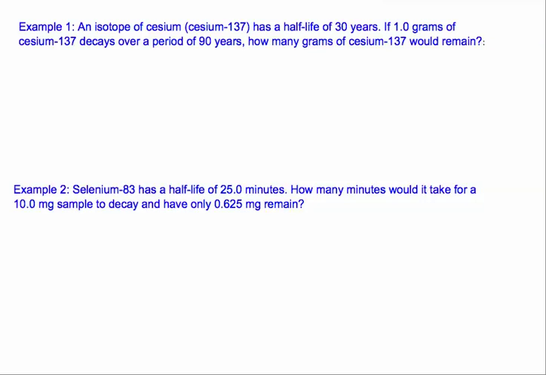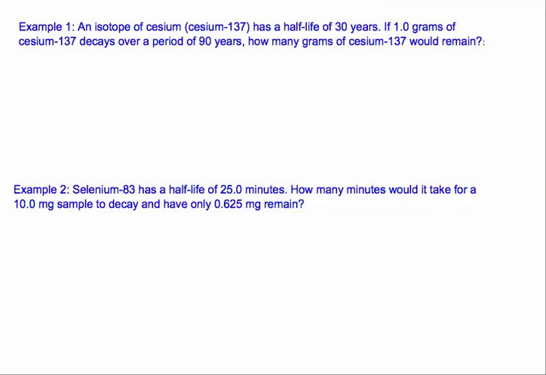Okay, let's look at these half-life problems. It's important that we do these because these tend to show up on standardized tests a lot, like the SATs and that kind of thing, because even if you've not been taught half-life, a lot of times you can reason out how it works just by understanding what half-life means.